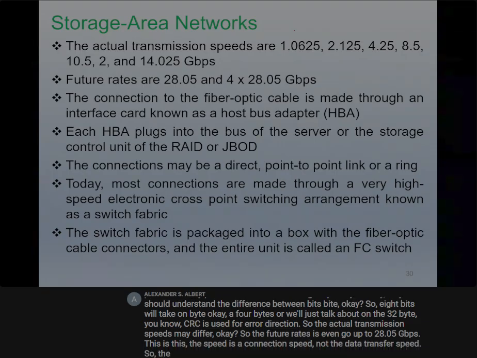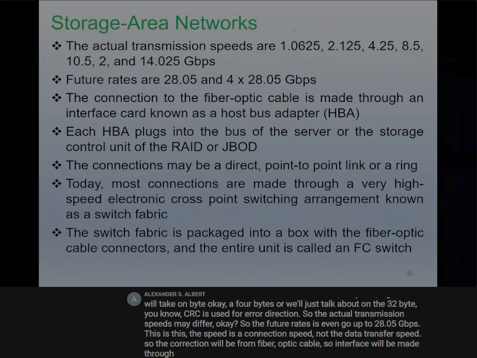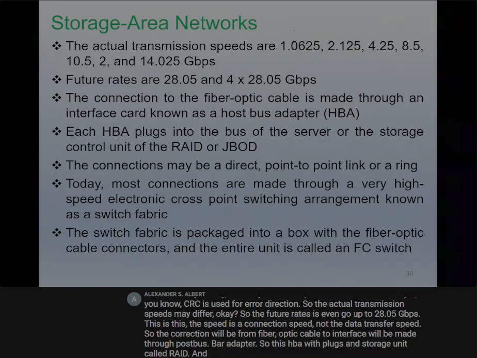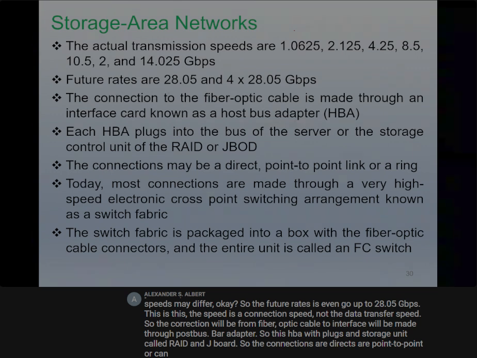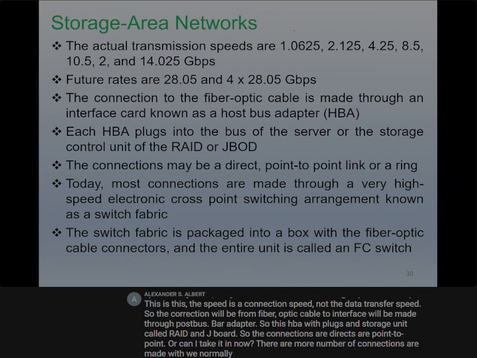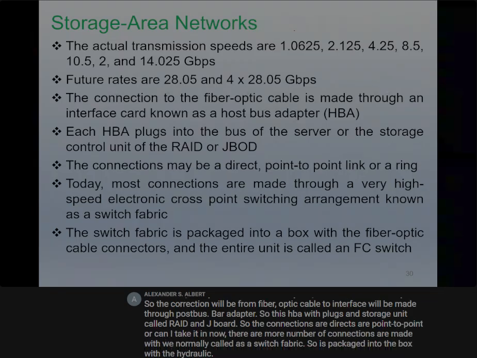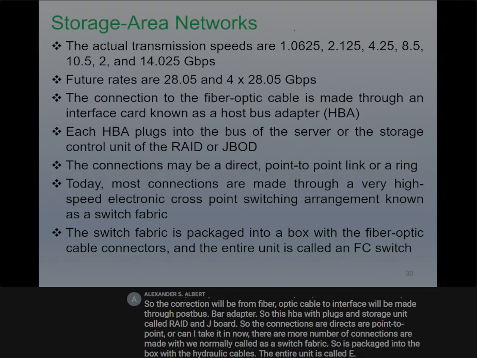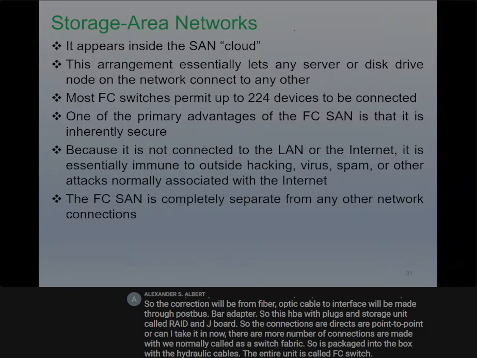The connection will be made through fiber optic cable, and the interface is made through a host bus adapter. This HBA plugs into storage units called RAID and JBOD. The connections are direct, point to point, or can link. When a larger number of connections are made, we normally call it a switch fabric. It is packaged into a box with the fiber optic cables, and the entire unit is called an FC switch. It appears like a SAN cloud.